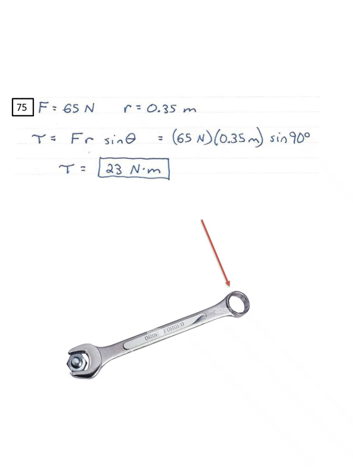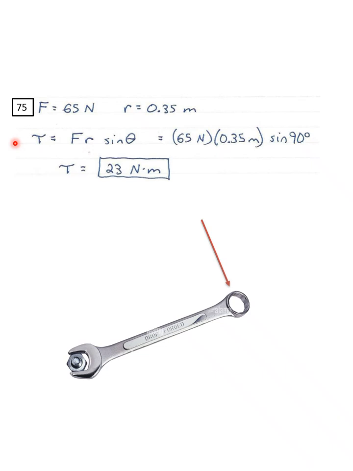Number 75. An auto mechanic applies a 65 newton force near the end of a 35 centimeter long wrench. What is the maximum torque? We're going to use this equation that torque equals force times lever arm times sine theta. The mechanic is applying the force near the end of the 35 centimeter long wrench, so we'll take 35 centimeters as being the lever arm.